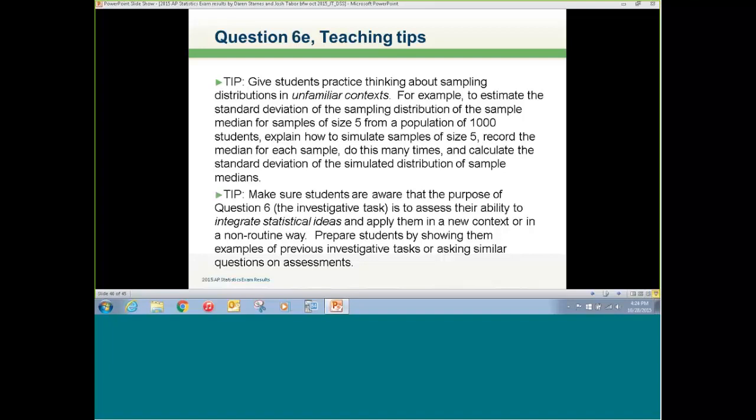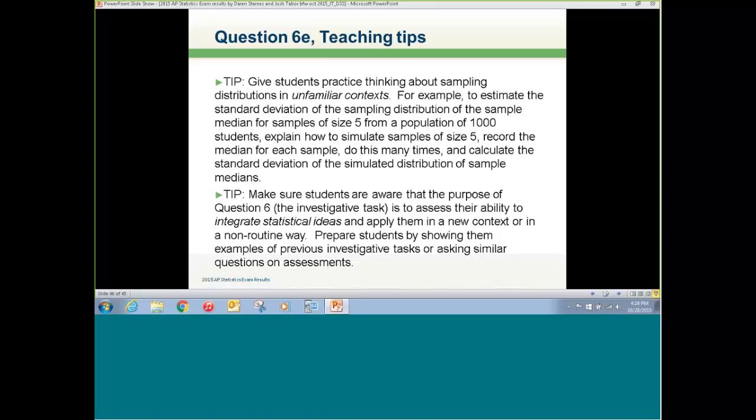A second tip is to make sure students are aware that the purpose of question 6, the investigative task, is to assess their ability to integrate statistical ideas and apply them in a new context or a non-routine way. You want to prepare students by showing them examples of previous investigative tasks or asking similar questions on assessments.